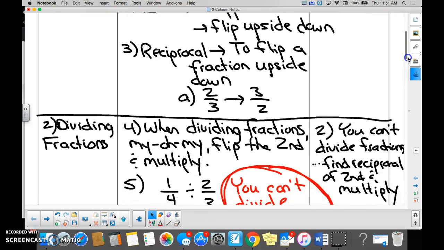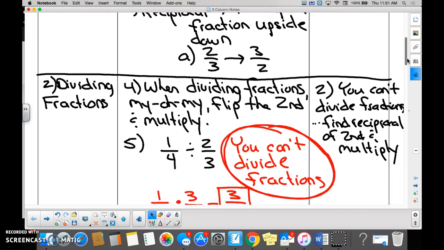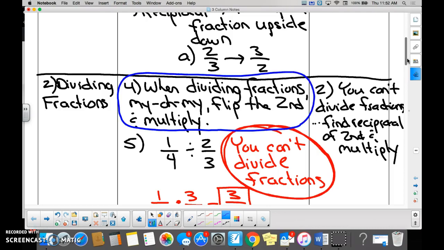Number 2, this is important. You will say this all year long because I will ask you all the time. It's on our cheat poll. When dividing fractions, flip the second and multiply. Okay, this is also very important.